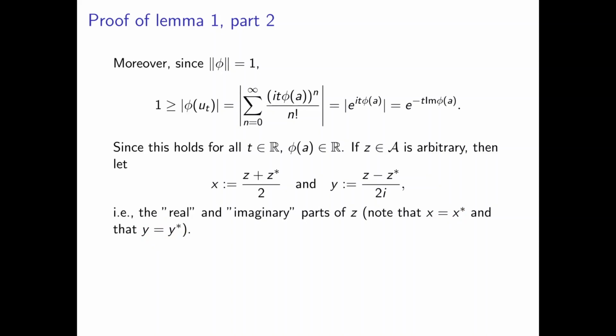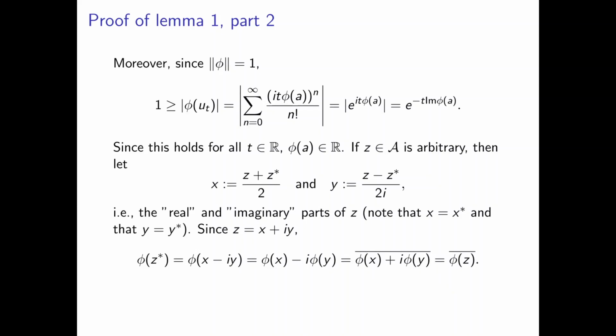Now, we just calculate phi of z star and see what happens. And because z is equal to this sum here, x plus i times y, we simply get that the star of z here is just x minus i times y. And therefore, we can use the fact that phi is a multiplicative linear functional, so it's a linear functional, so that we can split it up in terms like this. And then we know that x and y are self-adjoint, so phi of x and phi of y are real numbers.